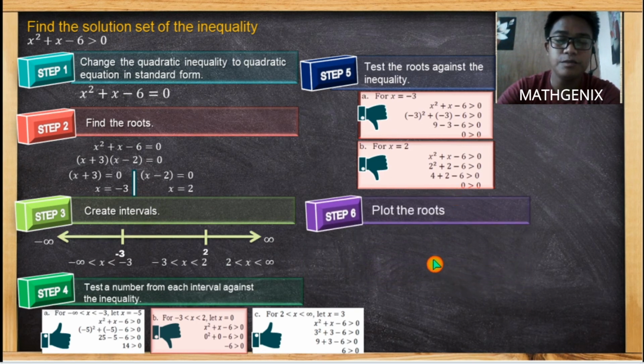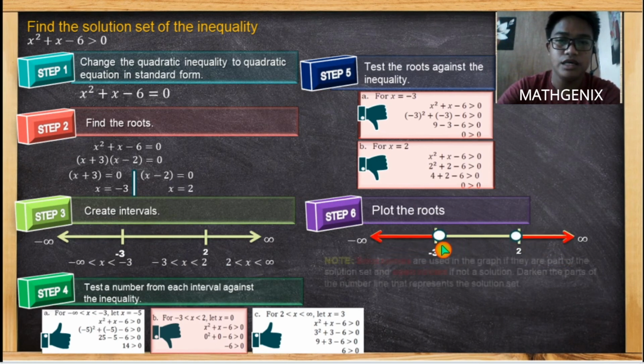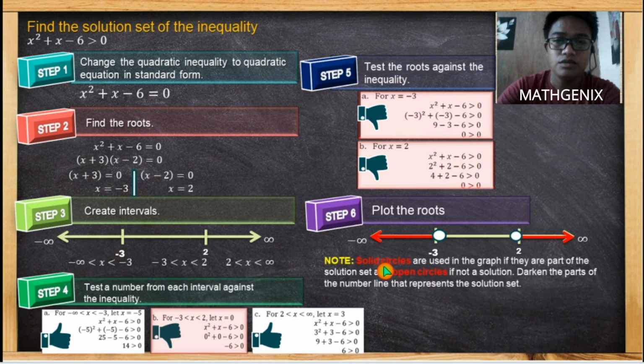Step 6 is to plot the roots. Ipa-plot na natin itong roots. So, ito na yung magiging itsura niya. Note that the solid circles are used in the graph if they are part of the solution set and open circles if not a solution. So, itong open circle is not part of the solution. Ito, open circles, tapos itong naka-highlight na line ay nagre-represent lamang ng solution set.